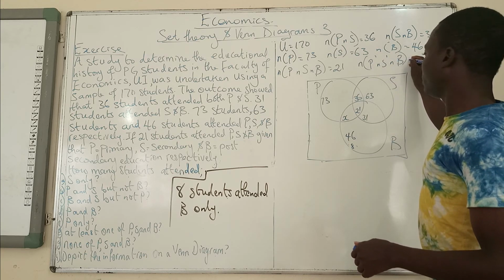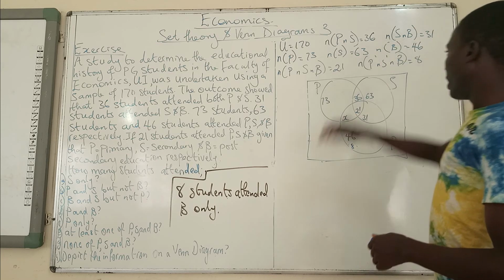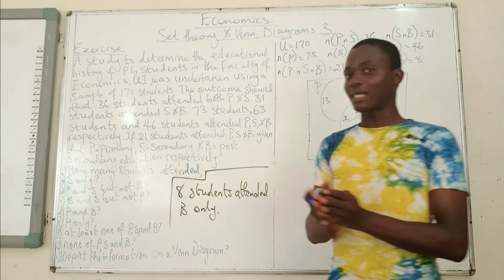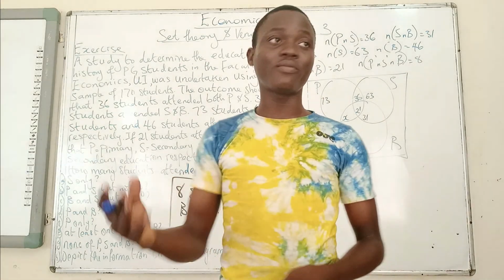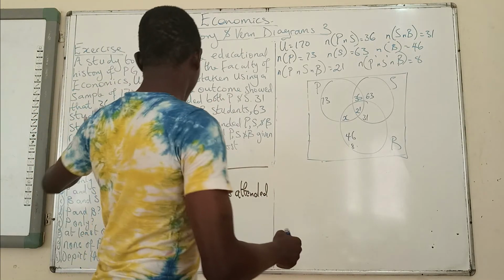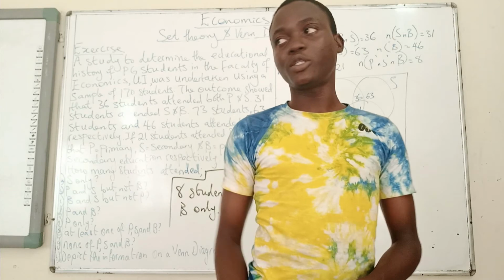So this is how to write B only equals 8. If you don't understand this, then you really have to see the first class. We explain all of this, B only, C only, or whatever, in the first class. It is very, very easy. Now, we want to start dealing with the questions.